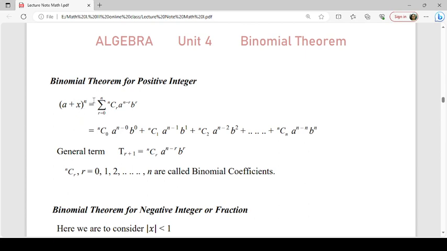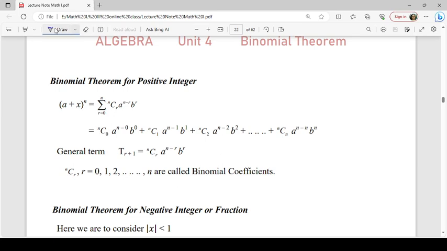So (a + x) whole to the power n, where n is a positive integer, is given as nC0 a to the power n minus 0 b to the power 0, plus nC1 a to the power n minus 1 b to the power 1, and so on. So like this.